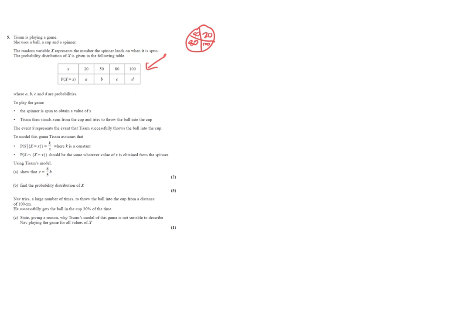Fine. And also, the probability of getting that particular value should be the same whatever the value of X is from the spinner. So we have got something that is constant there. I think I'm going to have to put that into a value of saying, okay, so the probability of success if I am 50 centimetres away from the cup is the same as the probability of success if I'm 80 centimetres away from the cup.